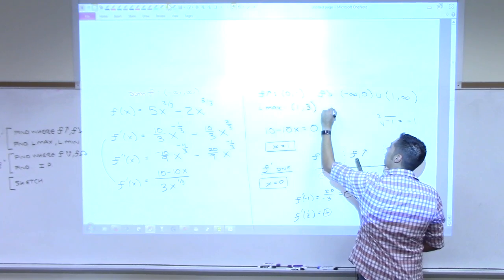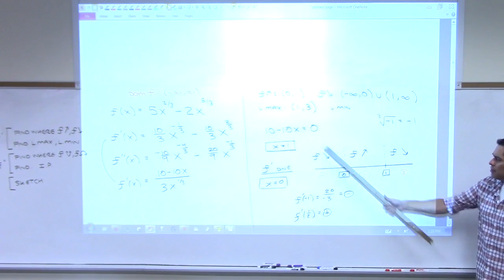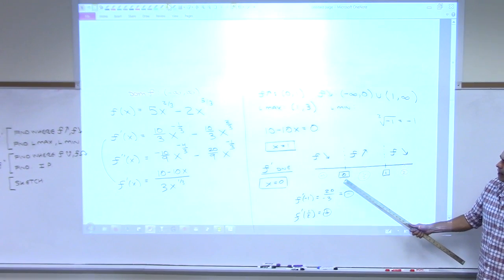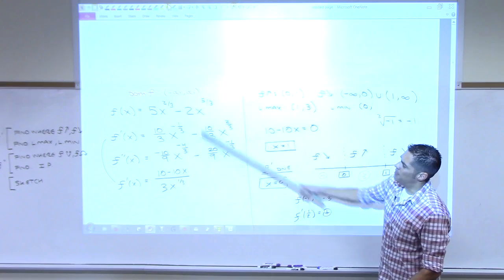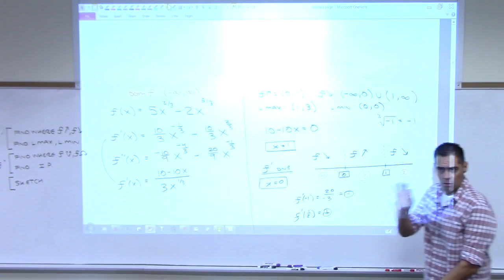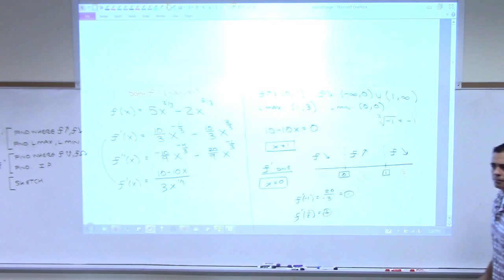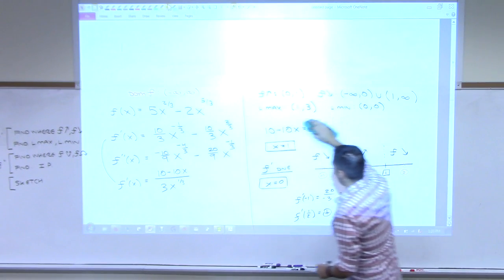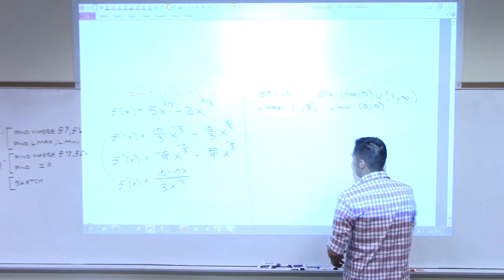How about a local minimum? Do we have one? Yes, that happens here because it goes down then up. And that happens at 0. So I plug in 0, and what comes out of that? 0. So the origin happens to be my local minimum. We good? Questions? Okay.